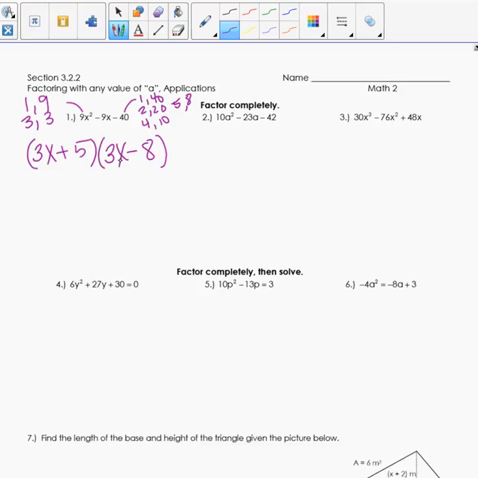Okay, so 3x times 2x is 9x squared. Negative 24x plus 15x is negative 9x. 5 times negative 8 is negative 40. That's your answer. Cool.